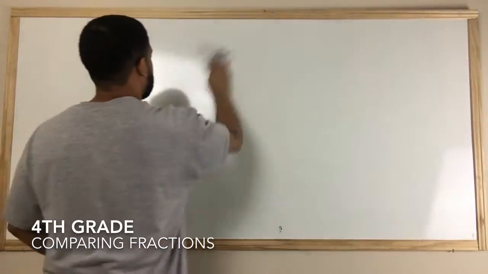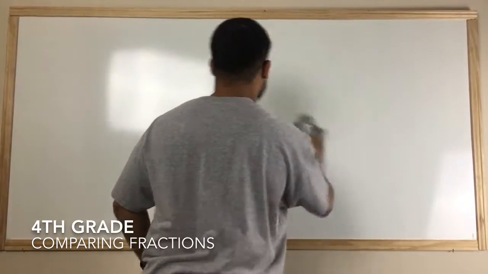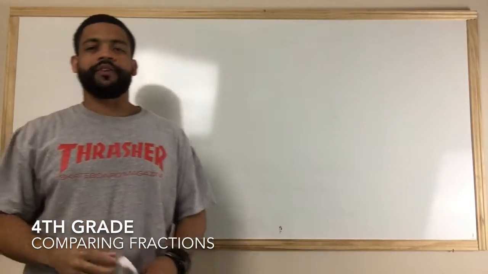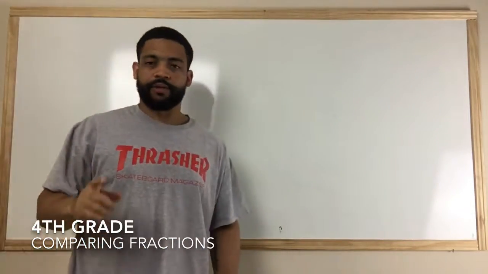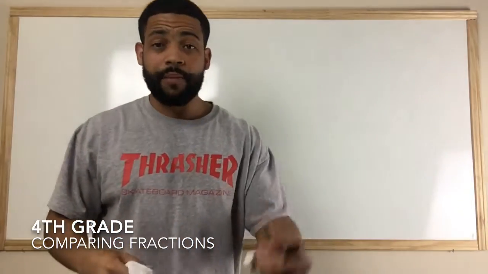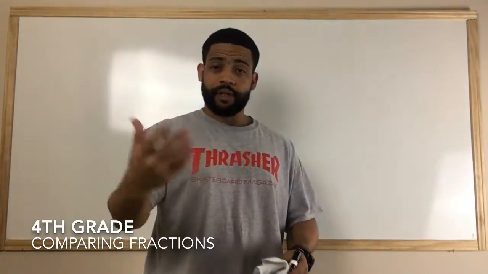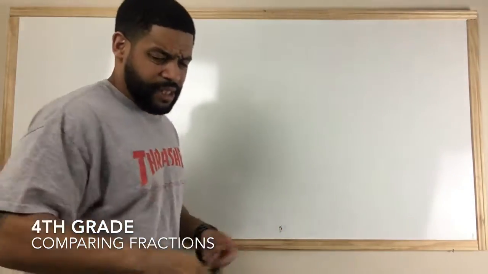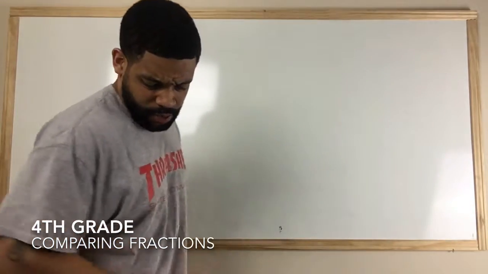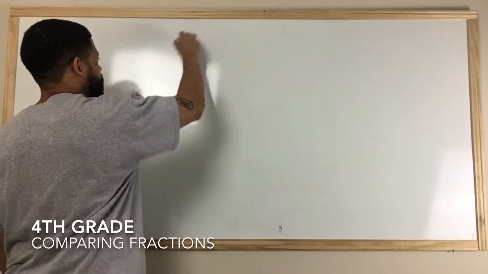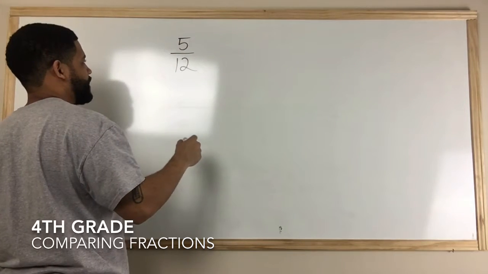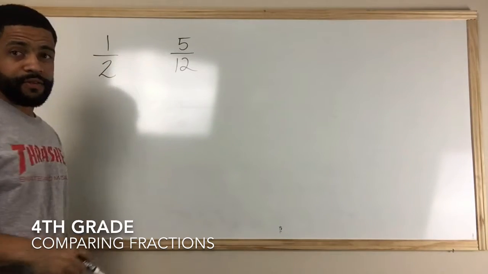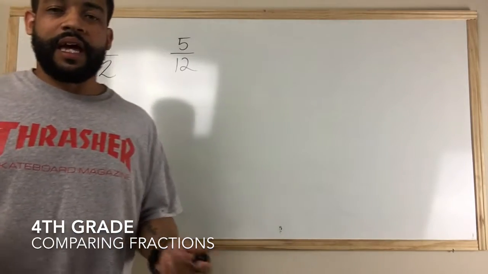Now, in this particular standard, what we also have to learn is how, when we compare these numbers, we want to find a common denominator, okay? Common meaning the same, and denominator is the number in the bottom of a fraction. So, in order to find a common denominator, let's look at these two numbers. Let's say we want to look at 5/12 and 1/2. Okay, so we want to compare 1/2 and 5/12.